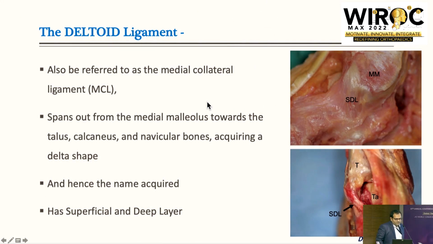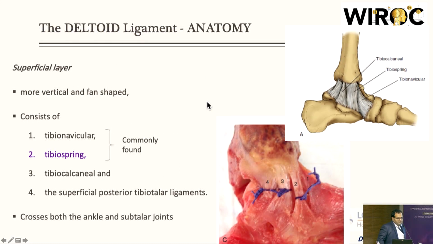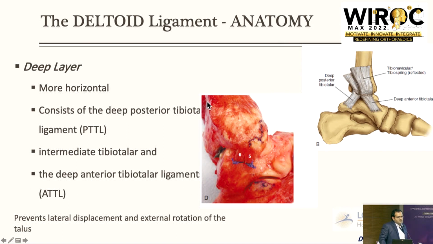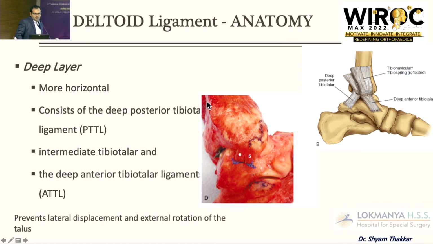So let's talk about the anatomy first. The deltoid, commonly referred to as the medial collateral ligament, spans out from the medial malleolus up to the tarsal bones, creating a delta shape, hence the name. It has a superficial and a deep layer. The superficial consists of tibionavicular, tibiospring, tibiocalcaneal, and the superficial posterior tibiotalar. The deep layer consists of two ligaments, the anterior and posterior tibiotalar ligament. It crosses only the ankle joint and not the subtalar joint. It prevents lateral displacement and external rotation of the talus.